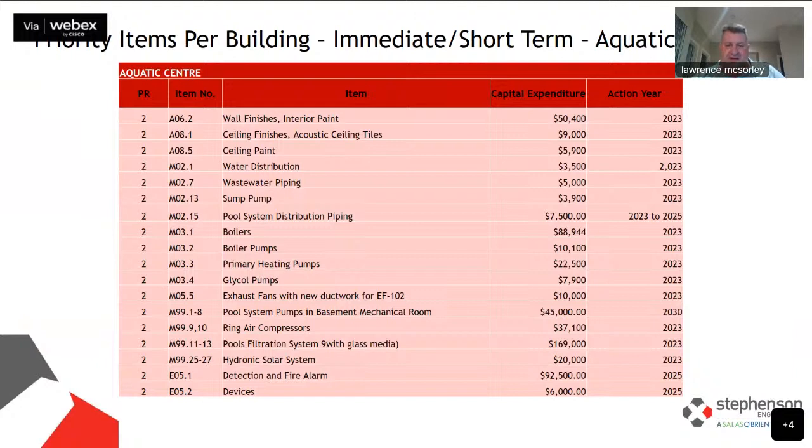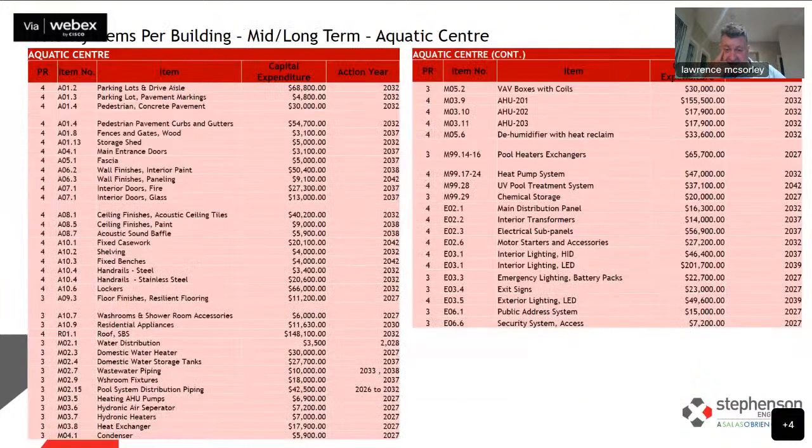If you go to the next slide, it shows you the mid and long term. Again, it's the types of things that we earmarked and the costs. Not to get lost in the weeds here, but this is all in the reports. This is just a highlight of some of the items that might be included. Next slide.